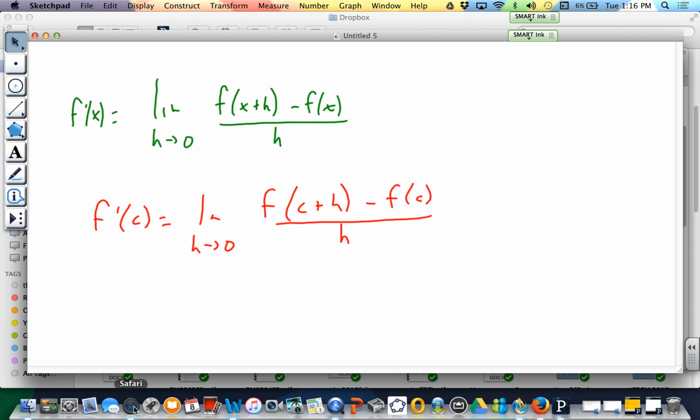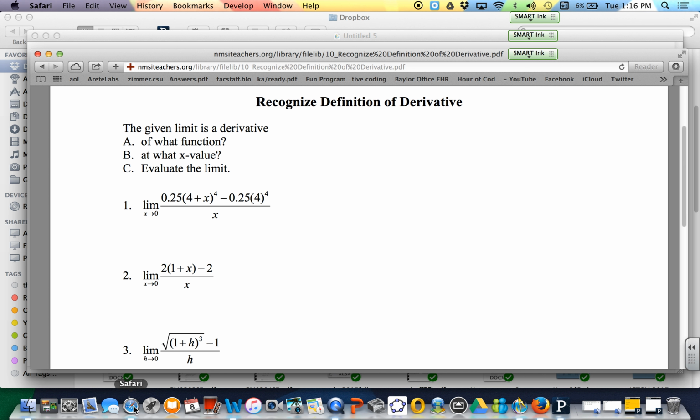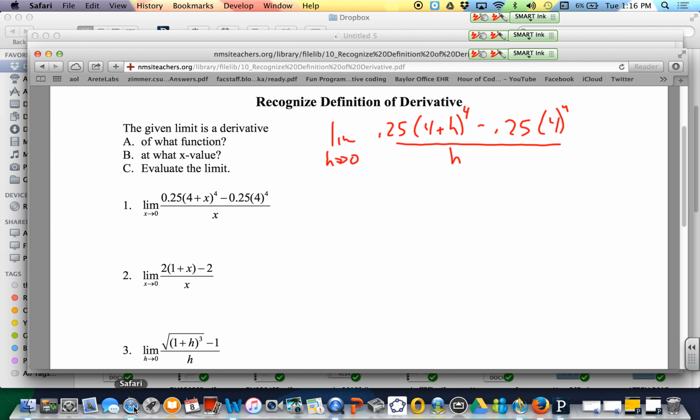So, with this problem on this worksheet, for number 1, I think some students might get caught up. If we think of the limit as h approaches 0 of 0.25 times (4 plus h) to the 4th, minus 0.25 times 4 to the 4th, divided by h, maybe change the x's and the h's, students should key in for that to be f prime of 4, provided f of x is just 0.25 x to the 4th. So, to do this problem, we would identify that that's what they're asking us, okay?